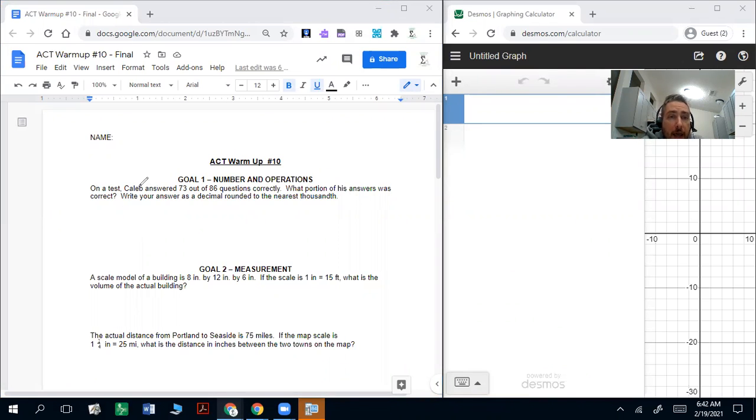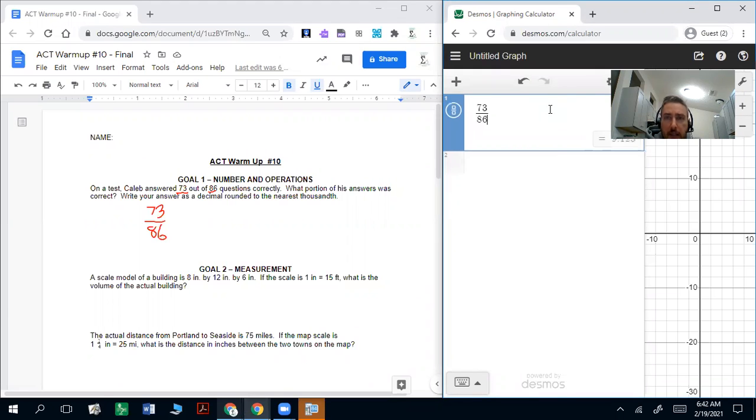On a test, Caleb answered 73 out of 86 questions correctly. What portion of his answers were correct? Write your answer as a decimal rounded to the nearest thousandth. That just means the division. So 73 out of 86. Portion, percent, proportion, all kind of interchangeable.